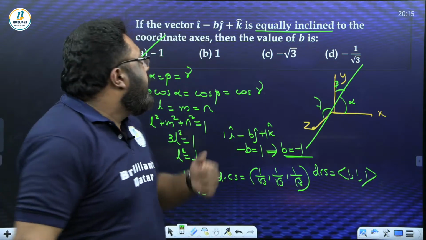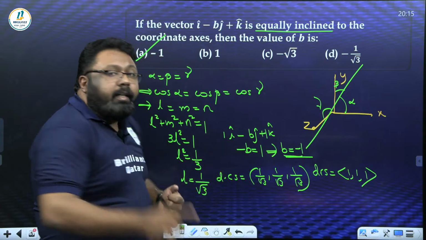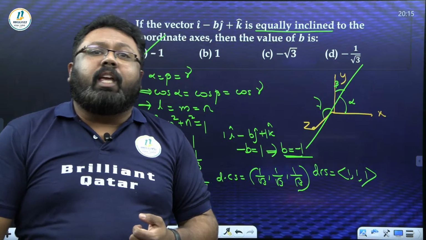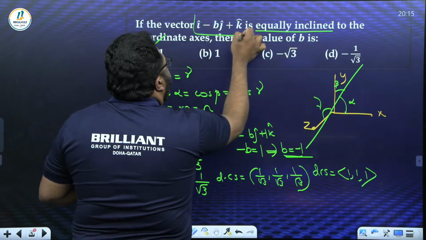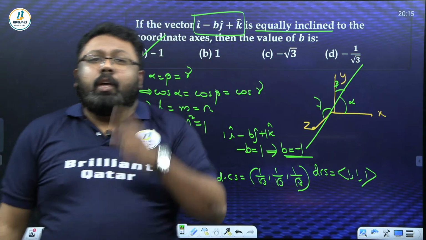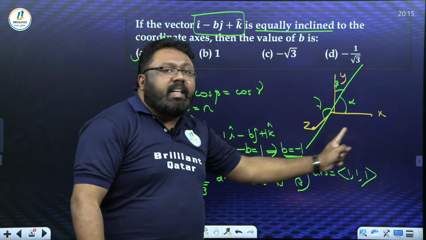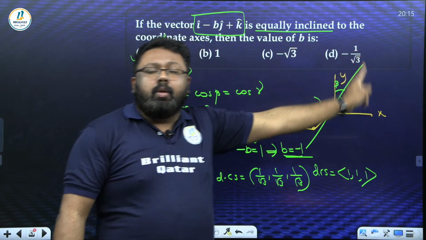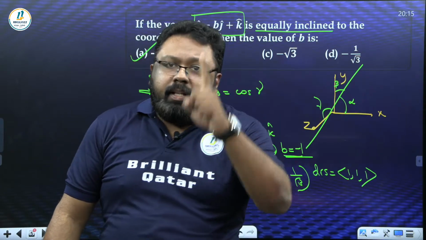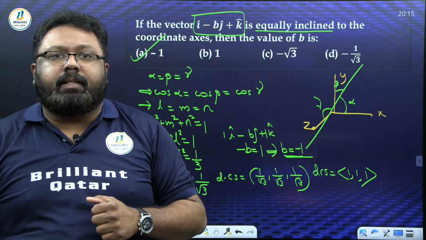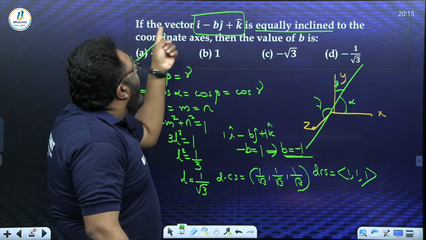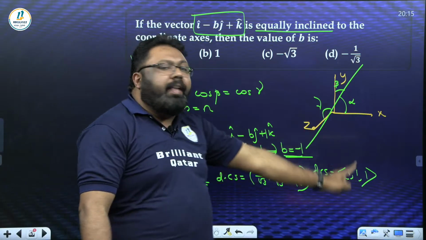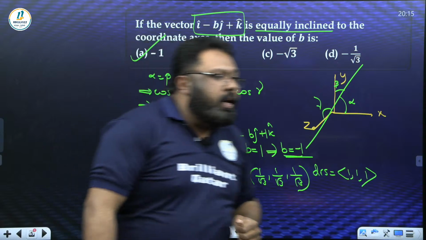Equally inclined, my dears. This is L, M, N. Direction cosines will not give you the vector. Direction cosines will give you the unit vector, but the vector is given by the direction ratios. Many students will write minus 1 by root 3 as the answer. It's a misunderstanding. They did not say it's a unit vector. They simply said it's a vector. So you have to find the direction ratios, and the answer is minus 1.